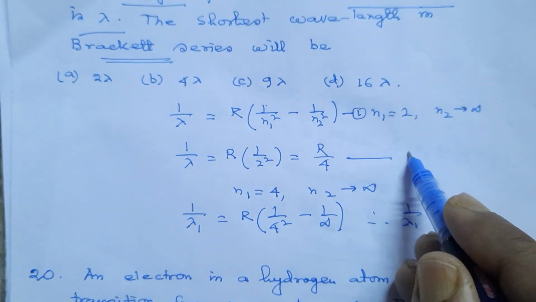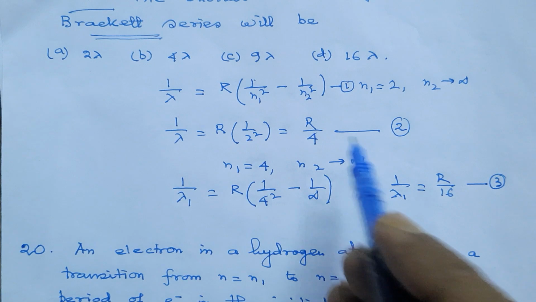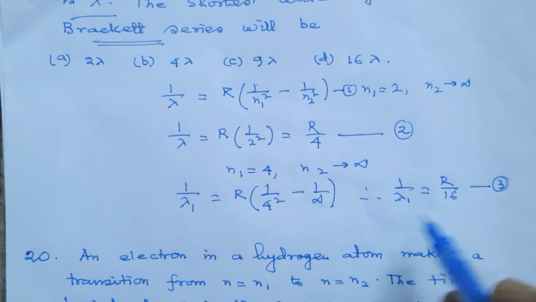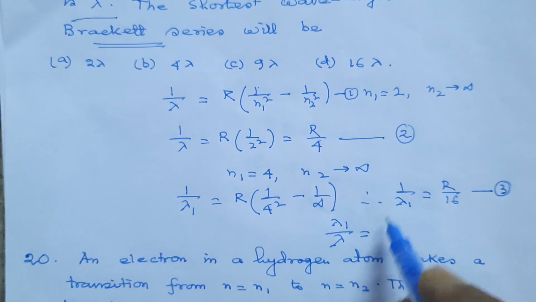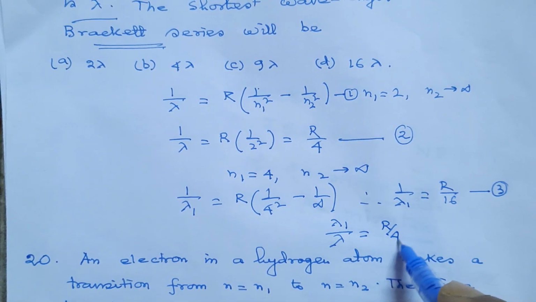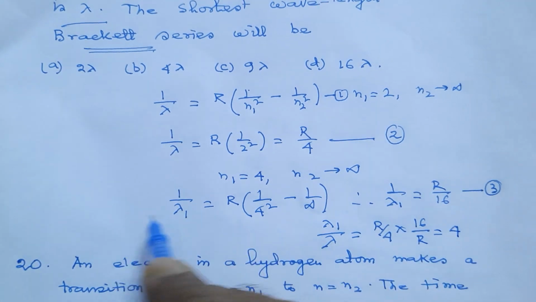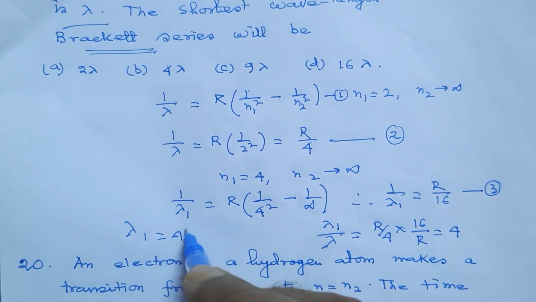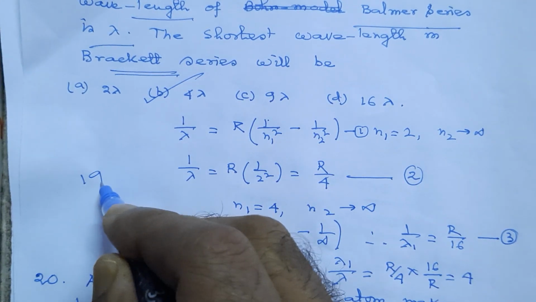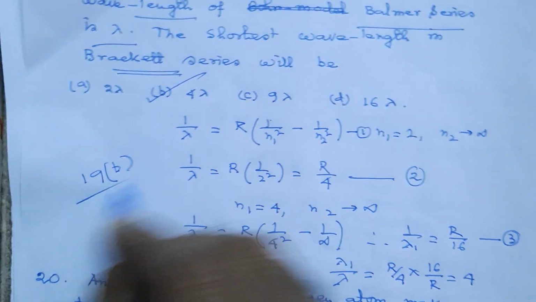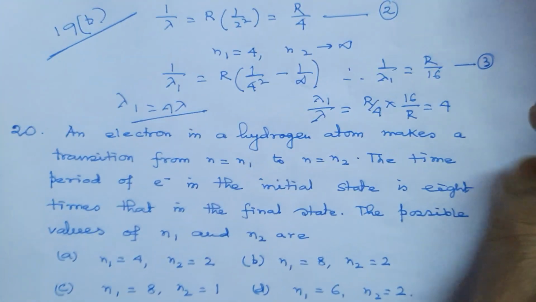So, from equation number 2 and 3, dividing equation 2 by equation 3, we get lambda 1 by lambda equals to r by 4 into 16 by r, that is your 4. So lambda 1 equals to 4 lambda. So correct option is B, question number 19 having the correct choice B. Let us see the question number 20.